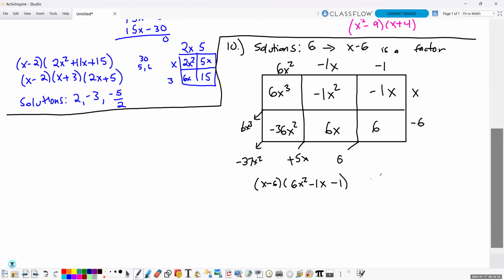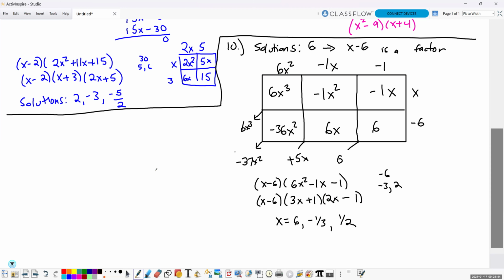Now, 6 times negative 1 is negative 6. What adds to negative 1 and multiplies to negative 6? Everybody pause the video and use negative 3 and 2 to create your box. If you factored by splitting the middle or box, you should get 3x plus 1 times 2x minus 1, which gives us solutions of 6, negative 1/3, and 1/2.